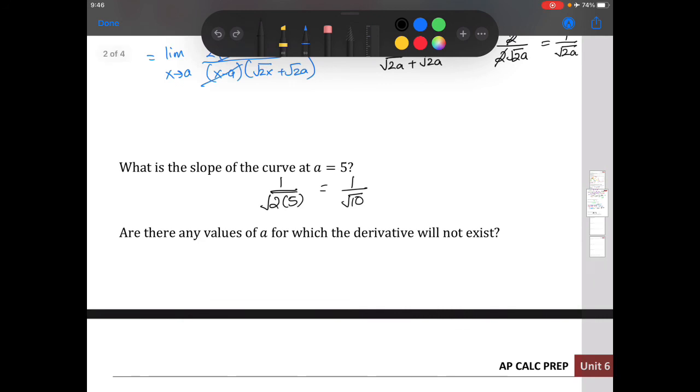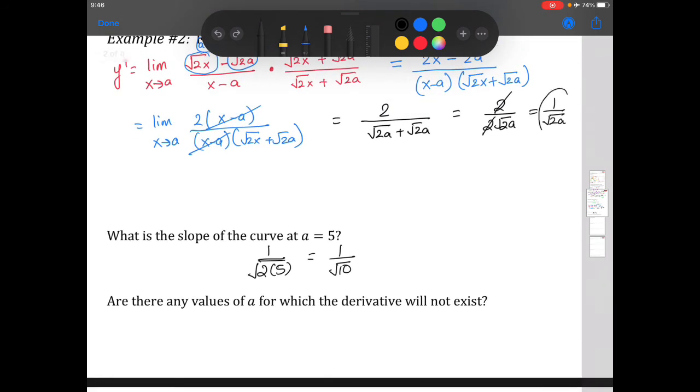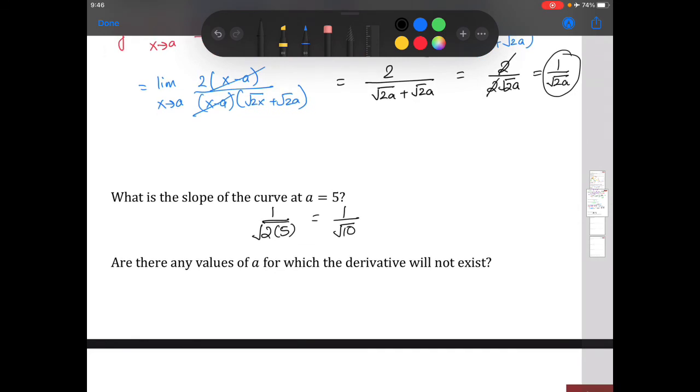So look at this formula that you found for the derivative. What value would you substitute that will make the denominator undefined? That would be 0. So a equals 0. So I want you to finish up the problem set.